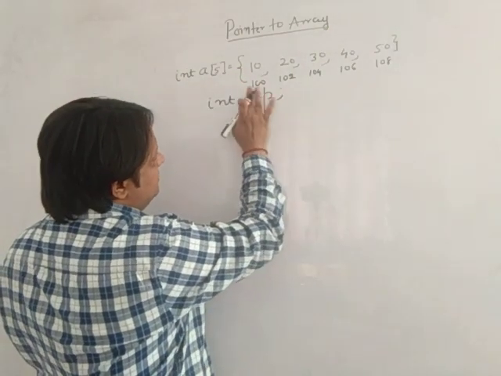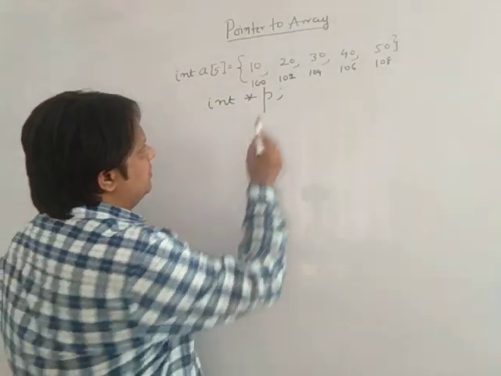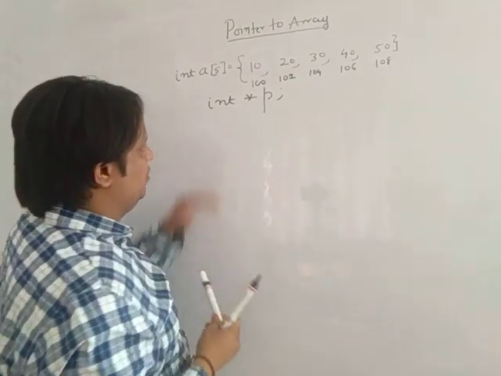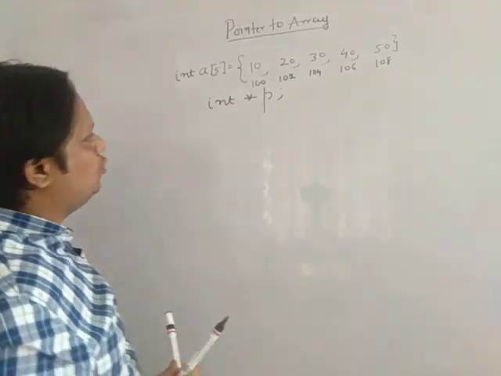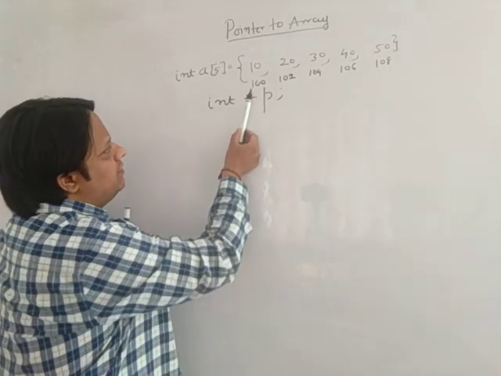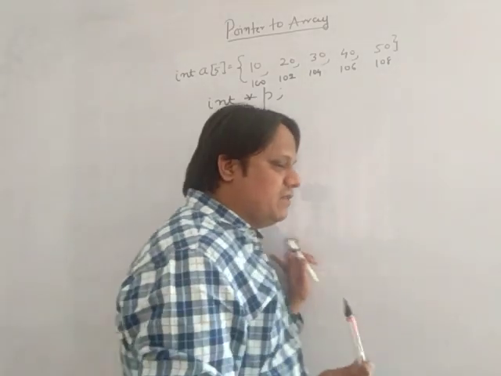So if this is 100, since the addresses are stored in continuous memory locations and it's an array of integers, the next addresses will be 102, 104, 106, 108, because I am taking the size of an integer as 2 bytes, right? I have taken a pointer p. Now I want my pointer to point to the base address of the array. So what is the base address of the array?